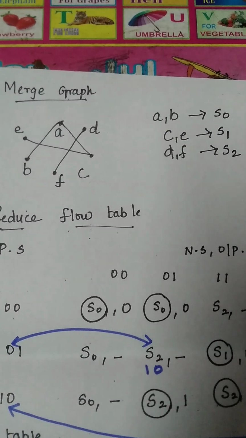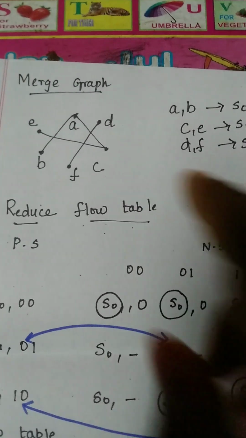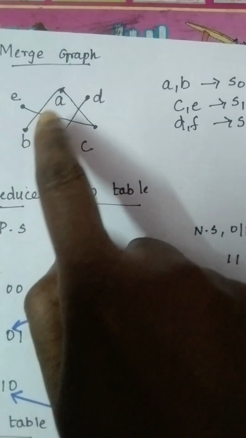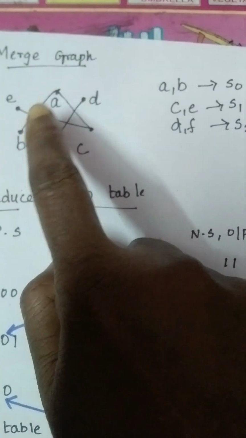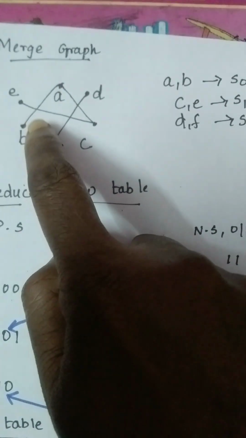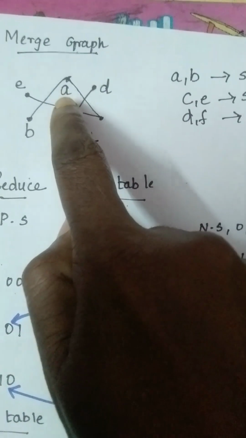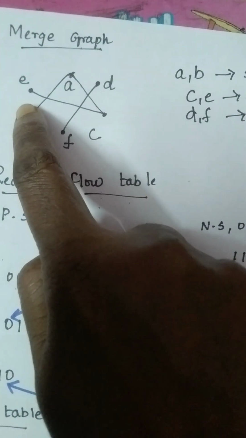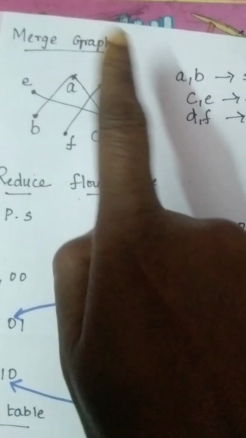Already we have seen the state reduction in the primitive flow table. So we have combined A and B. A and C also can be combined. So what variables can be combined with the other variable? A can combine with B as well as A can be combined with C. Similarly, C is combined only with E, and similarly D is combined only with F. So this is the merge graph.